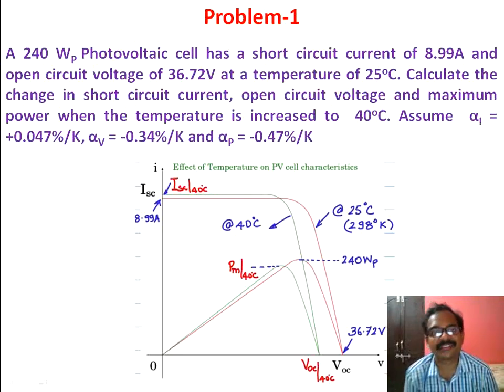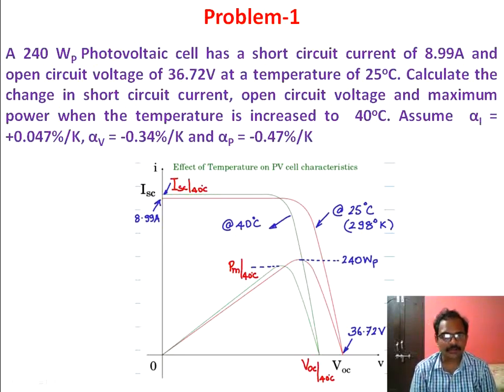Now what is it that they are asking in that problem? Let's draw the IV characteristics of a solar cell. There are red characteristics and green characteristics. The red characteristics are the IV characteristics of a solar cell at 25 degrees centigrade, or 25 plus 273, that is 298 Kelvin. Let's talk about the red color characteristics first. That is the IV curve and a PV curve.